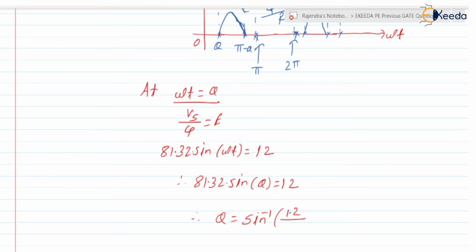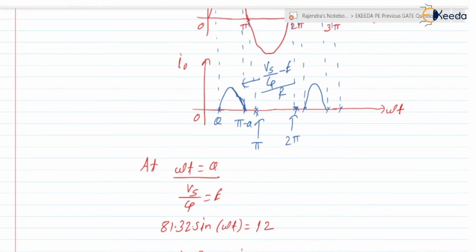12 divided by 81.32. So if you check, it is equal to sine inverse of 12 divided by 81.32, which is 8.49 degrees. This is the theta we are having. Okay. Next, now can we find I0 average?